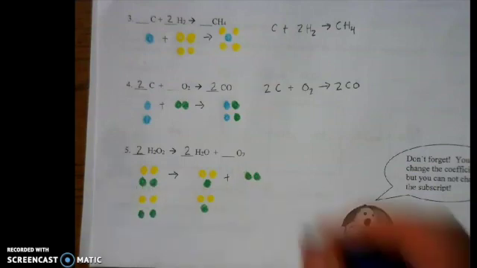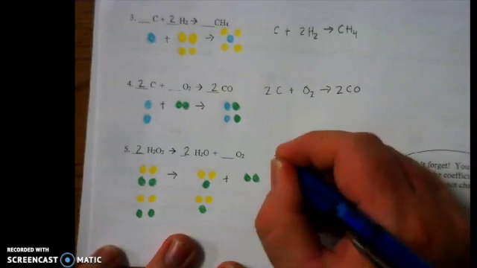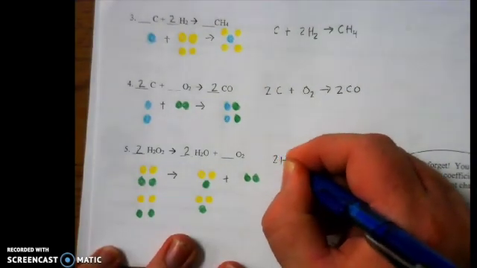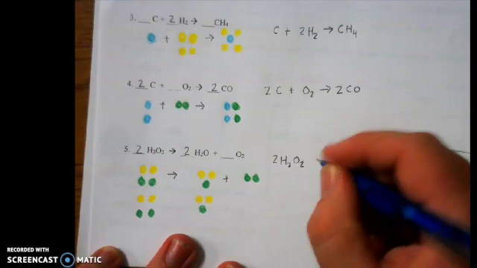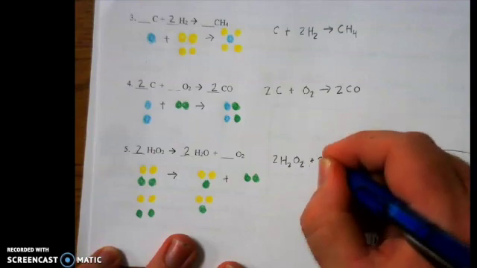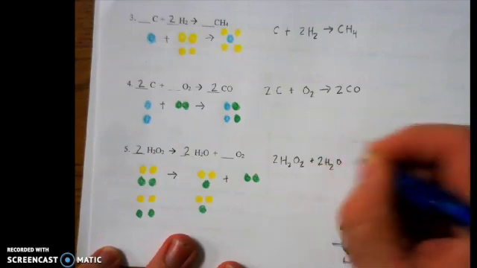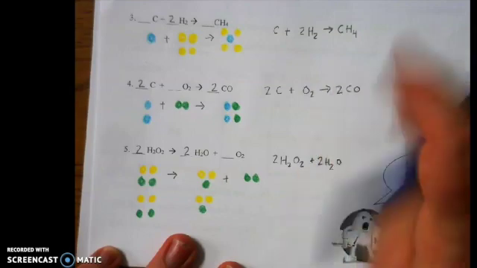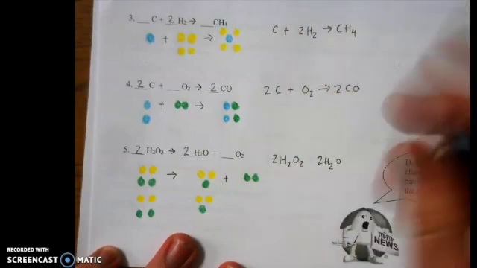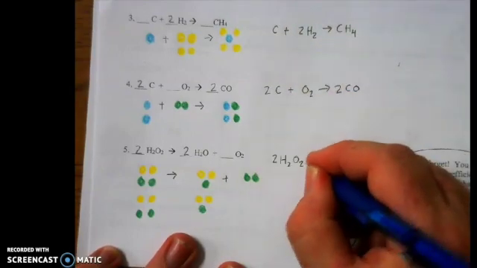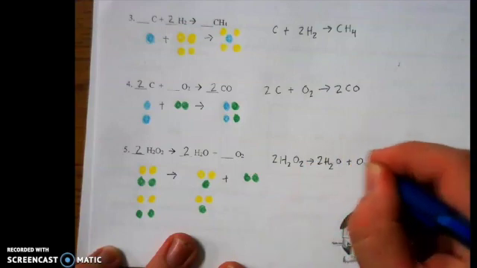So our final balanced equation is 2H2O2 yields 2 H2Os, 2 waters, plus an O2 molecule.